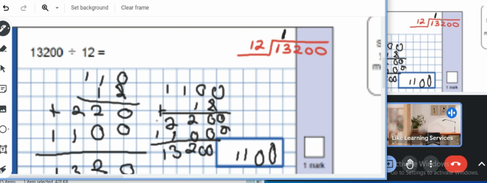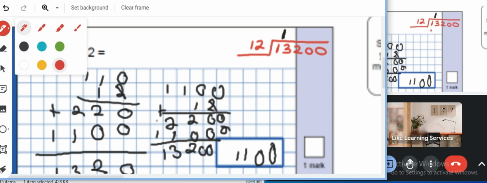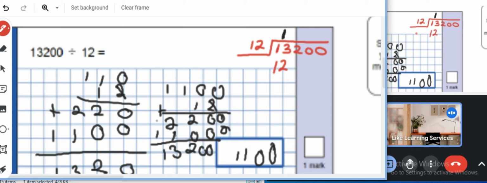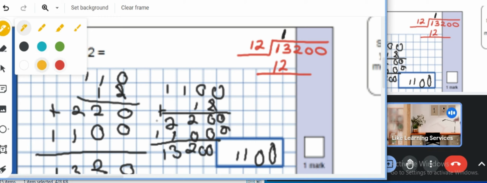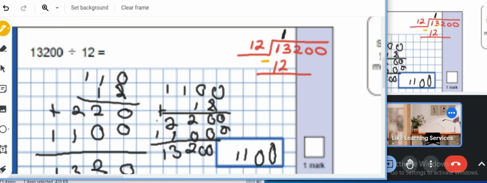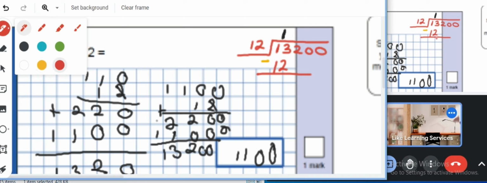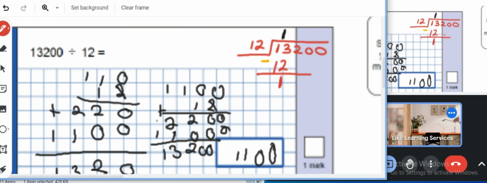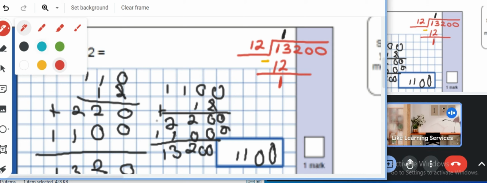So what do we do after we've written the 1? We need to say 1 times 12. 1 times 12 is 12. What do you do after that? Oh, I know this method. Subtract. Okay, you remember this method now. Yes, sir. You subtract and then you have 13 minus 12, that's 1. Then you bring down the 2. Excellent, you bring down the 2.